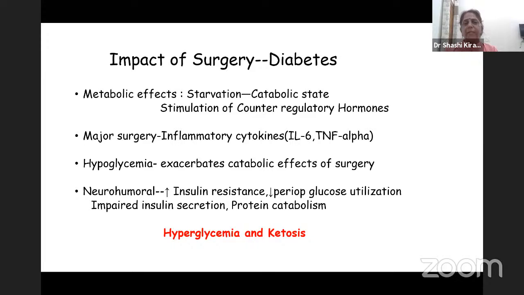So what's the impact of surgery on glycemic control? Because of starvation, it can lead to a catabolic state, and that can stimulate counter-regulatory hormones. Also, major surgery is associated with release of inflammatory cytokines. Hypoglycemia on top exacerbates the catabolic effects of surgery. And moreover, there is an increase in insulin resistance and a decrease in perioperative glucose utilization. So ultimately, hyperglycemia and ketosis can ensue.